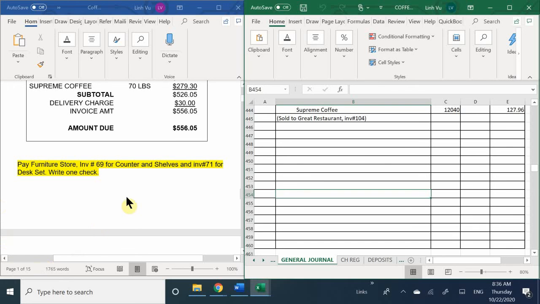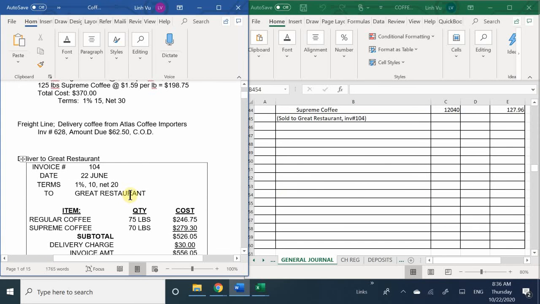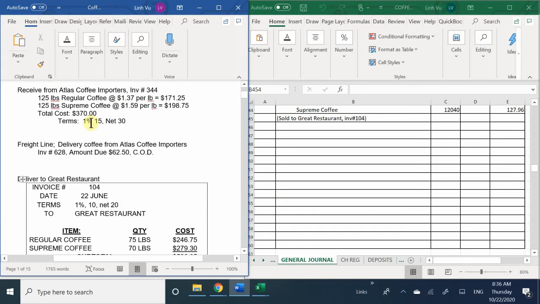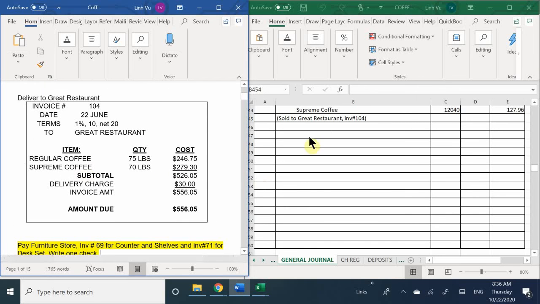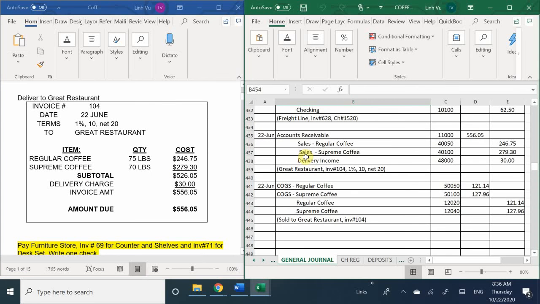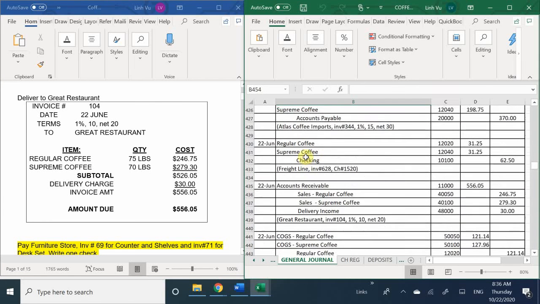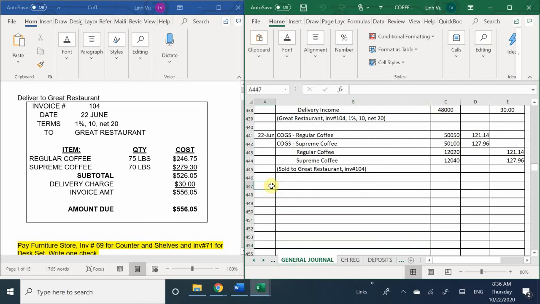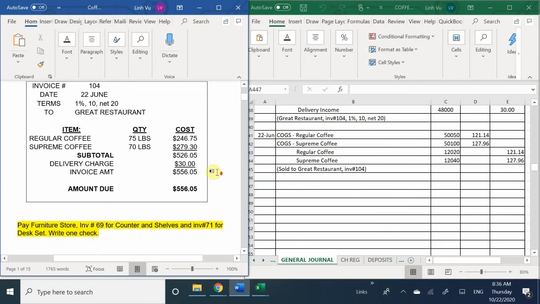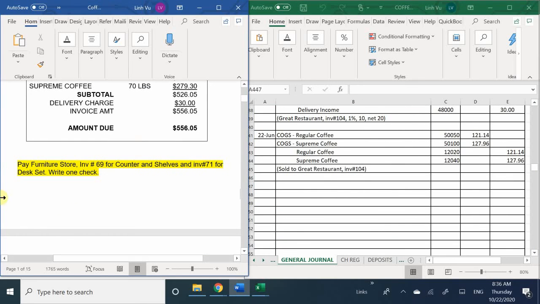All right, guys. So yesterday we finished delivering a sale to Great Restaurant. We just recorded everything for it. We recorded the cost of goods sold, updated our inventory, and we also recognized that we had a sale. So now we left off on this little transaction right here. So go ahead and get started.